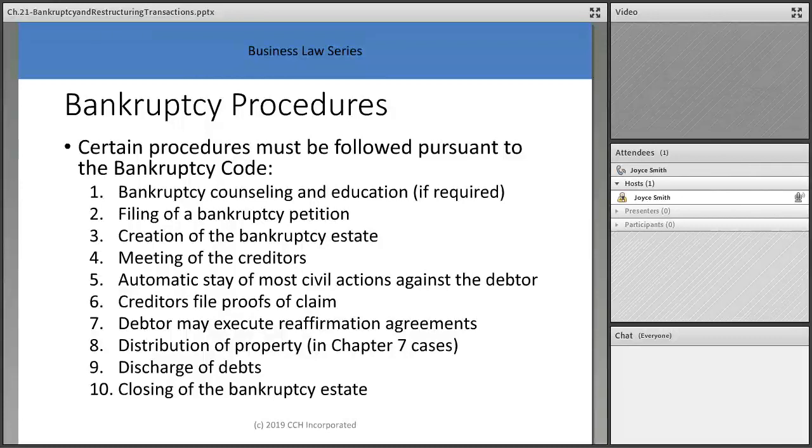Creditors file proof of claim. They have this window of time. Legal notices notify all the creditors. You have to file proof of claim. If there's money left, you can stand in line to try to get it. The debtor may execute reaffirmation agreements, so they might let you reaffirm the debt so you can reestablish the debt. But that might be a longer payout period. It might be a higher interest. There's all kinds of things that can happen as a reaffirmation of the debt. They'll distribute the property. They can discharge the debts, and then finally they close the bankruptcy estate.